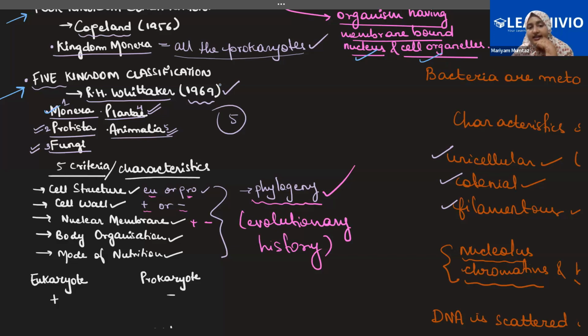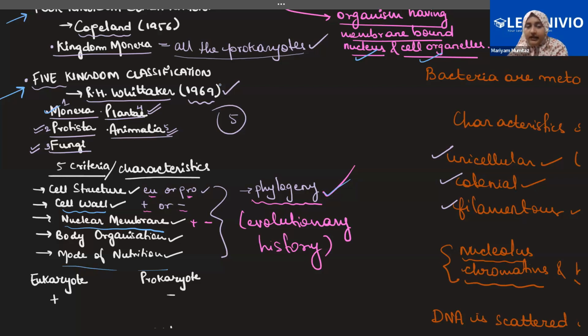Now, the criteria or characteristics that were taken into consideration were the cell structure, whether the organism is prokaryotic or eukaryotic, whether the cell wall is present or not, whether the nuclear membrane is present or not, the body organization, and lastly, the mode of nutrition. Apart from these, another characteristic was taken, that is phylogeny, that is evolutionary history. These are all the characters that were taken into consideration to give five different kingdoms.